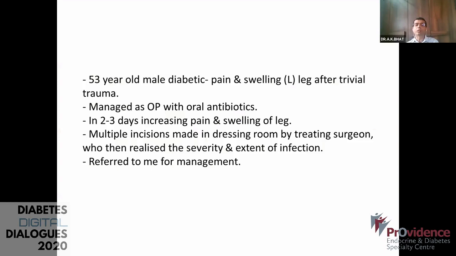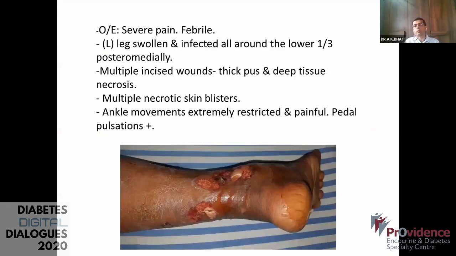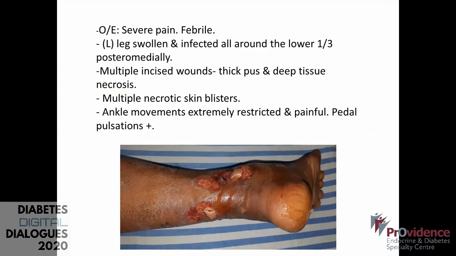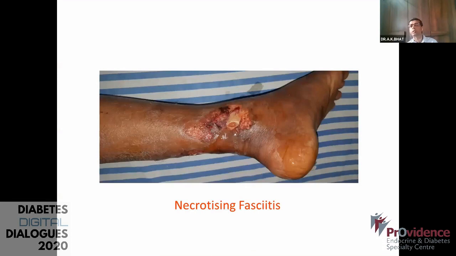On examination, I'm sure many of you would have seen this type of case in your practice. The patient was in severe pain and febrile. The left leg, in the posterior medial aspect, was severely infected, with multiple incised wounds with deep pus and multiple necrotic skin blisters. The ankle movement was extremely painful and restricted, but fortunately his pulsations were intact. I will not go too much into the laboratory details, just to quickly say that obviously this is a case of necrotizing fasciitis. The next few slides will show you how I managed this, and what is hidden underneath this mask of clinical problem on the surface.